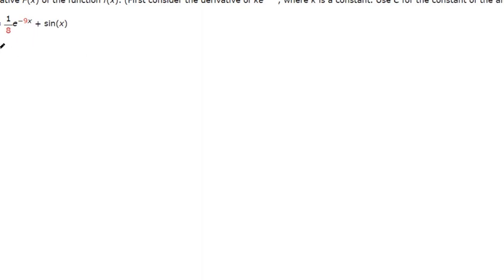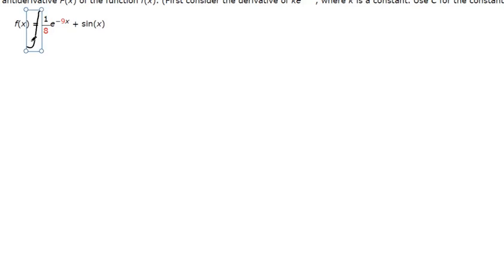So to find an antiderivative, we can go term by term. We can evaluate the indefinite integral. But if we evaluate the indefinite integral of 1/8 e to the negative 9x, we can remember that the derivative of an exponential function is itself times the natural log of the base. So natural log of e is just 1.